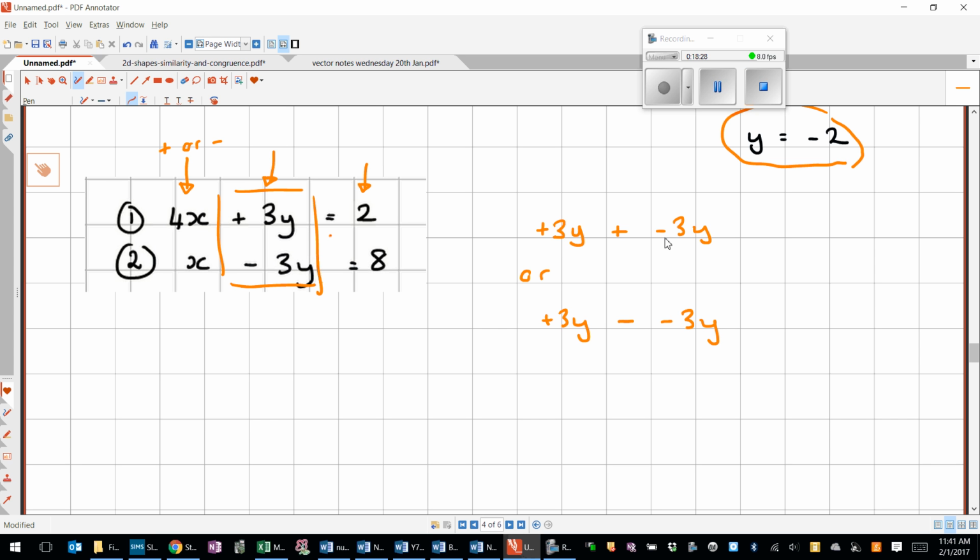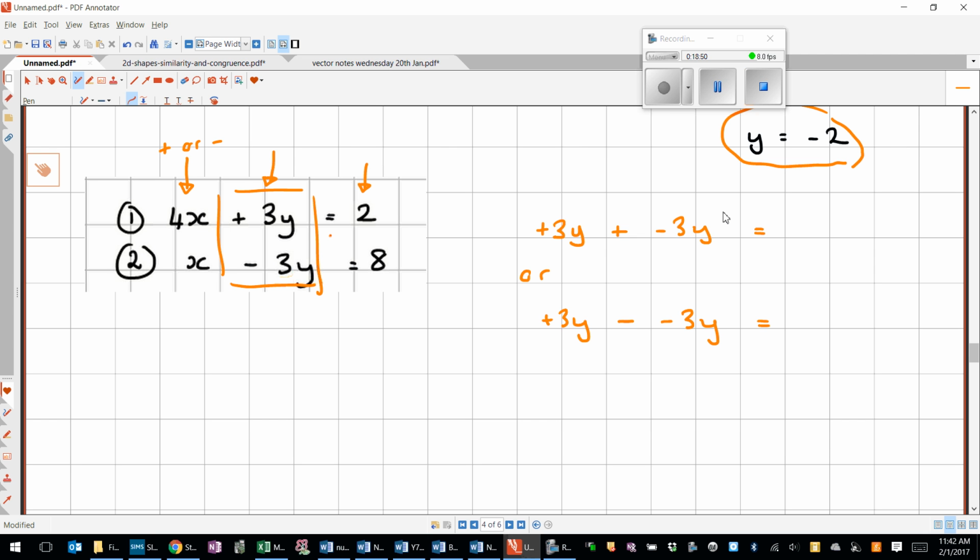So which one would it be? So positive 3y add negative 3y would make 0. I thought it was 0. Yes. Or we need to get this right. We need to make sure that you're very happy with this.